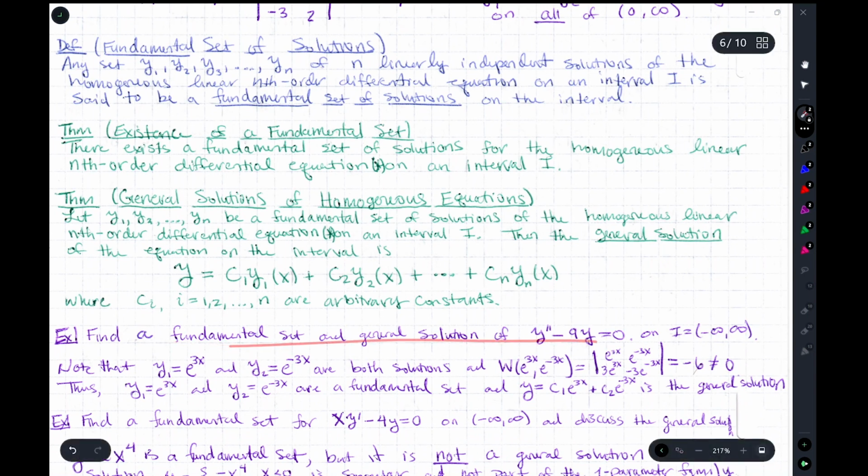So let's look at an example of using this. All right, so we have: find the fundamental set and general solution of this differential equation on the entire interval. We check that a sub 2, the highest order coefficient, is 1, so no problems there with the assumptions of this section.